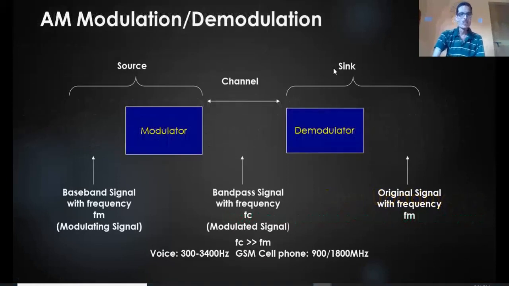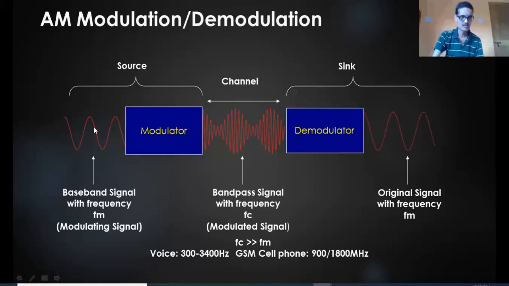Now, in this slide, what I have shown is how the modulation process and the demodulation process take place, and how you represent the signal or the waveform in the time domain. Just see here, I have a modulator as well as a demodulator. A modulator is used to represent a baseband signal, or the original signal, which I have shown here.